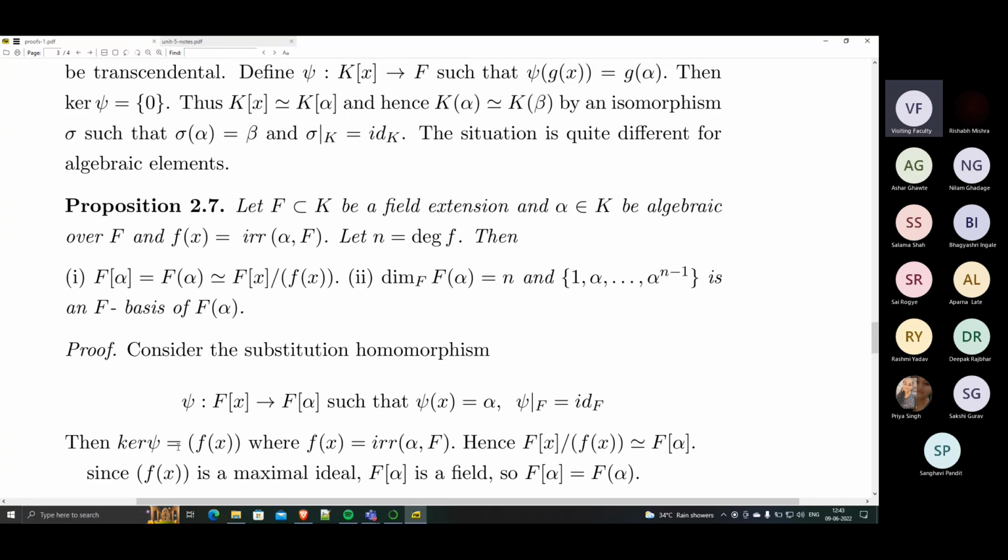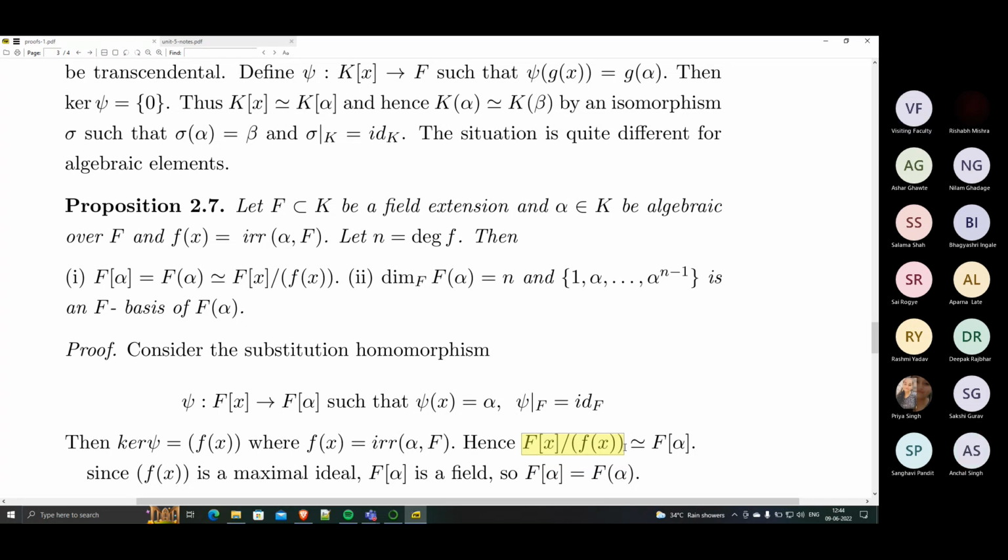Therefore, kernel is generated by the monic irreducible polynomial which vanishes at alpha, which is precisely the minimal polynomial of alpha by definition. So that is the kernel. And now kernel is what? It's irreducible, so kernel is a maximal ideal, right? So F[x] mod the minimal polynomial f(x), this is a field.